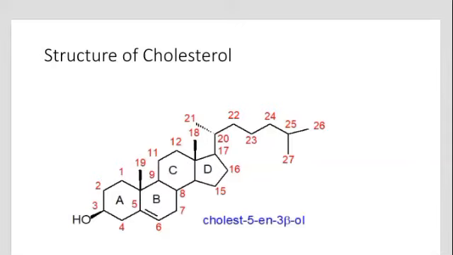The structure of cholesterol is given here. The molecular formula of cholesterol is C27H46O and its molecular weight is 386.7. The IUPAC name is cholest-5-en-3β-ol.